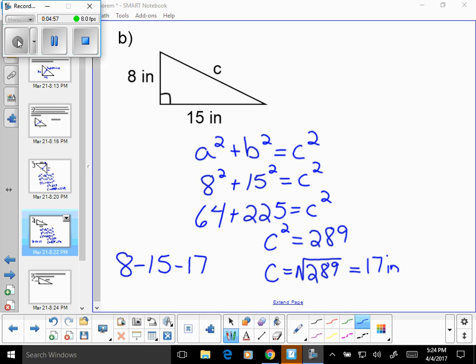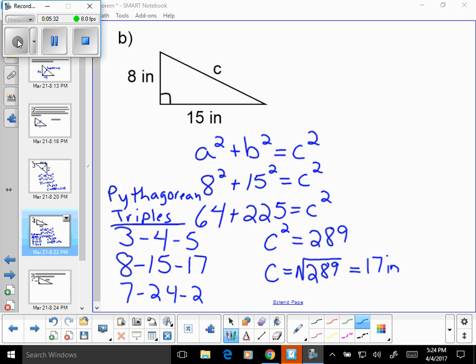And if you'll notice, the example we had in A was a 9, 12, 15. 9, 12, 15 is based on a ratio of 3, 4, 5. These are what we call Pythagorean triples. 3, 4, 5, and 8, 15, 17 is a fairly common ratio. So is a 7, 24, 25.